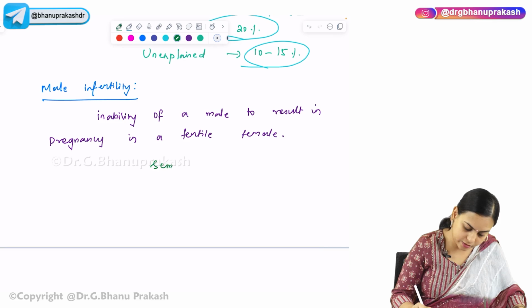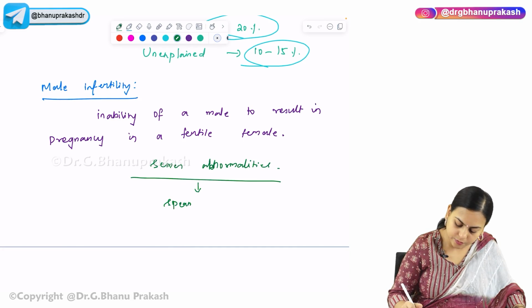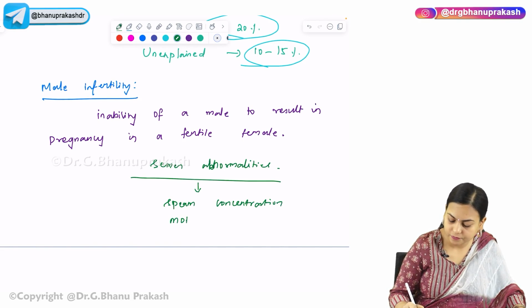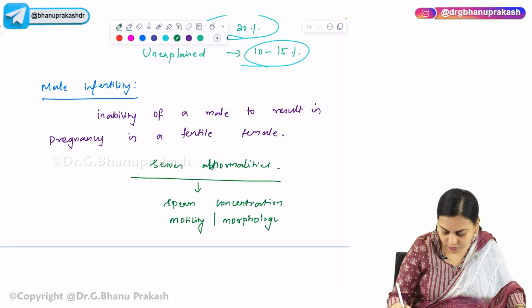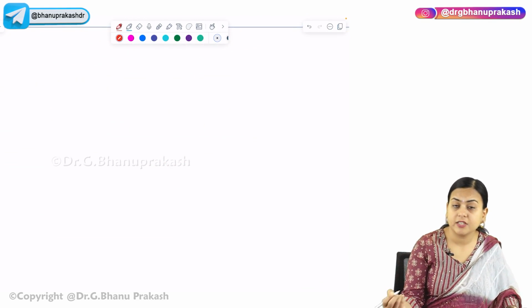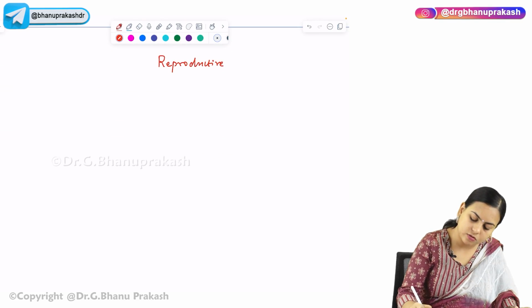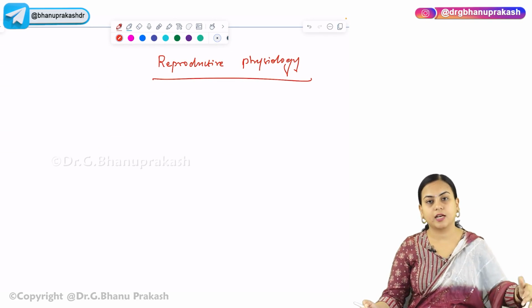So there are semen abnormalities where we will be seeing alteration in the sperm concentration, motility or morphology. So that's it, right? Now coming to the reproductive physiology in the male. This is also important to understand the other parameters as well.